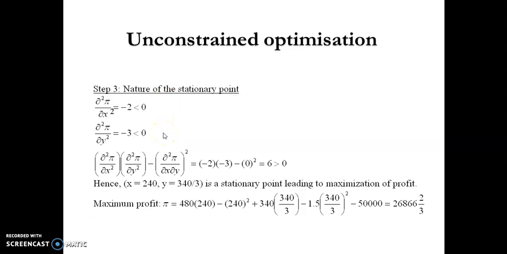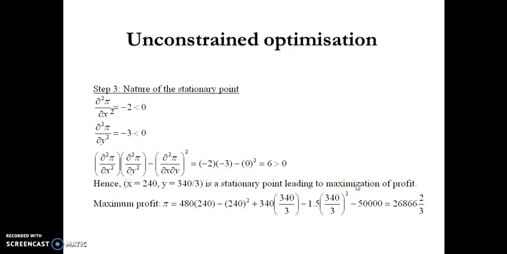Remember the question asked that you need to determine the quantities of x and y that would lead to a maximization of profit. Well, you've determined that x was equal to 240 and y was equal to 340 over 3, and that is in fact the stationary point leading to the maximization of profit. And we know that it is a relative maximum given by these conditions, that our direct second order partial derivatives, these two, are negative, and that this condition is positive. So that is a relative maximum.